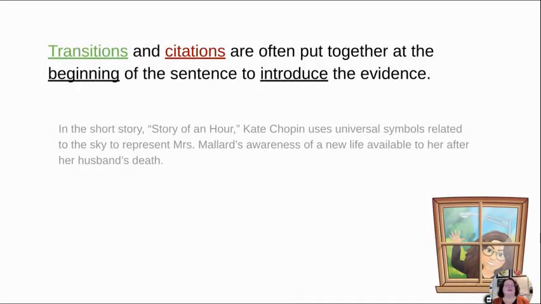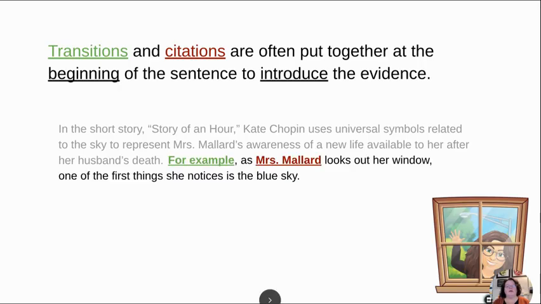Transitions and citations are then often put together at the beginning of a sentence to introduce the evidence. So as we go through this next paragraph, you are going to see how we move from our topic sentence, which you have here in front of you, to this sentence. We start with a very common transition phrase that indicates that we're going to introduce an example. And then we cite who it is that is doing the thing.